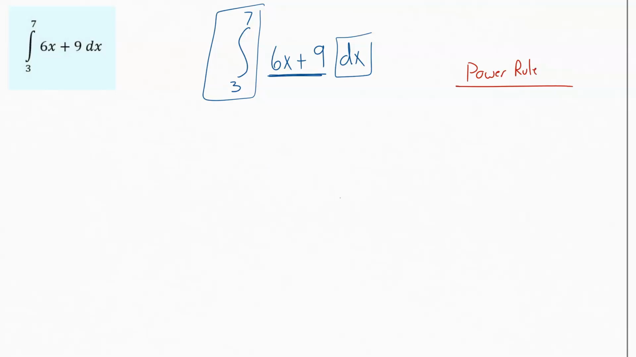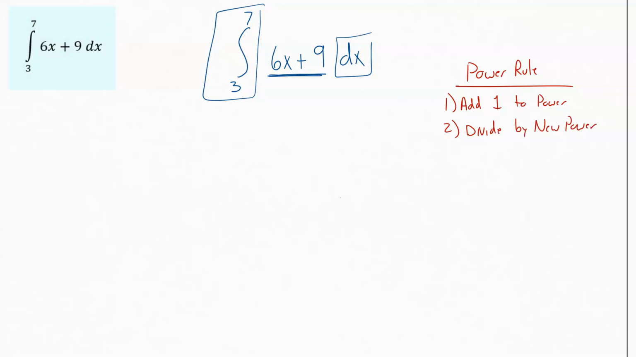We had a power rule for derivatives. We have a power rule for antiderivatives. The power rule for antiderivatives works the opposite. We're going to add 1 to the power, and then after you do that, you're going to divide by the new power.